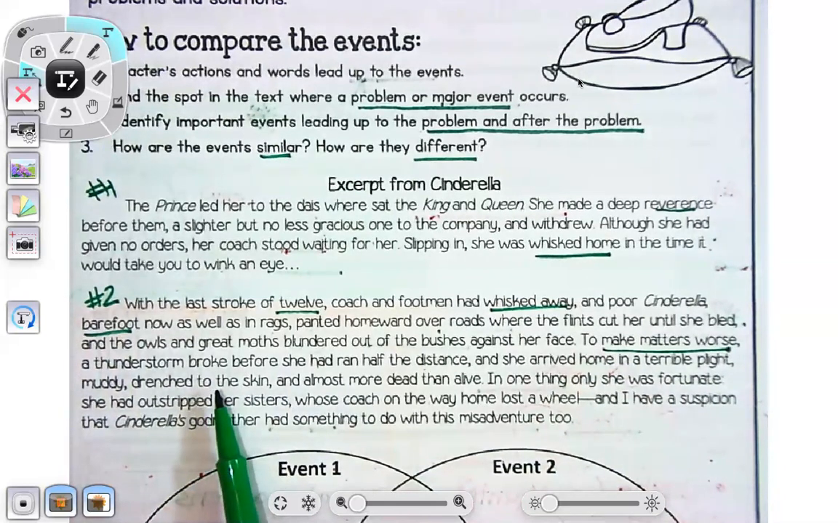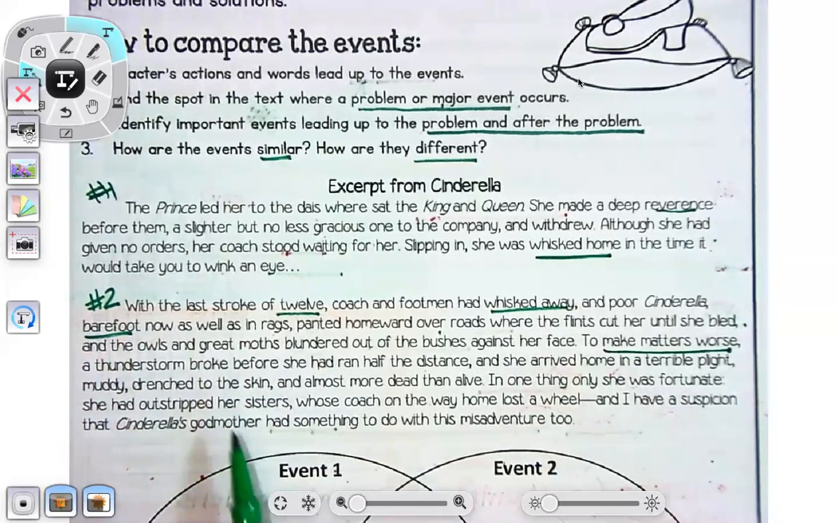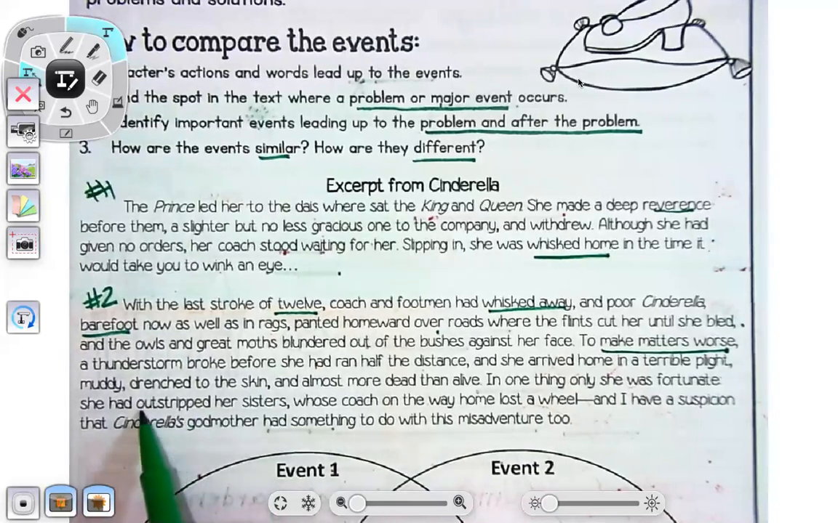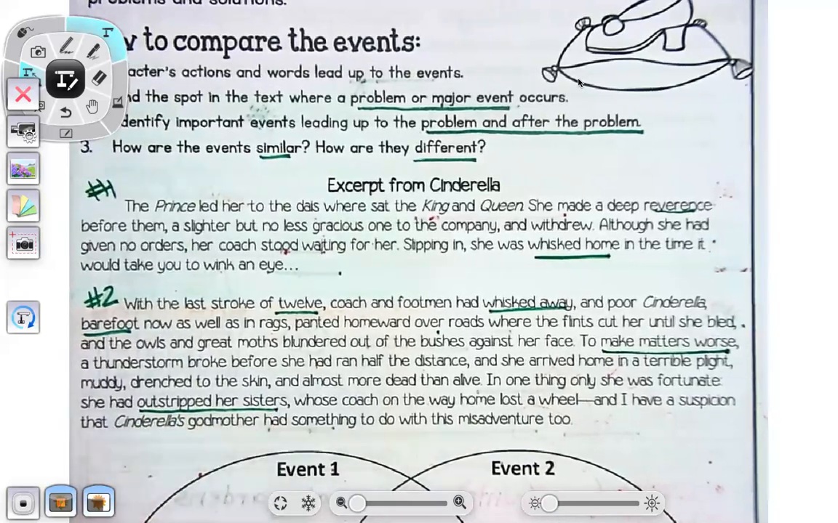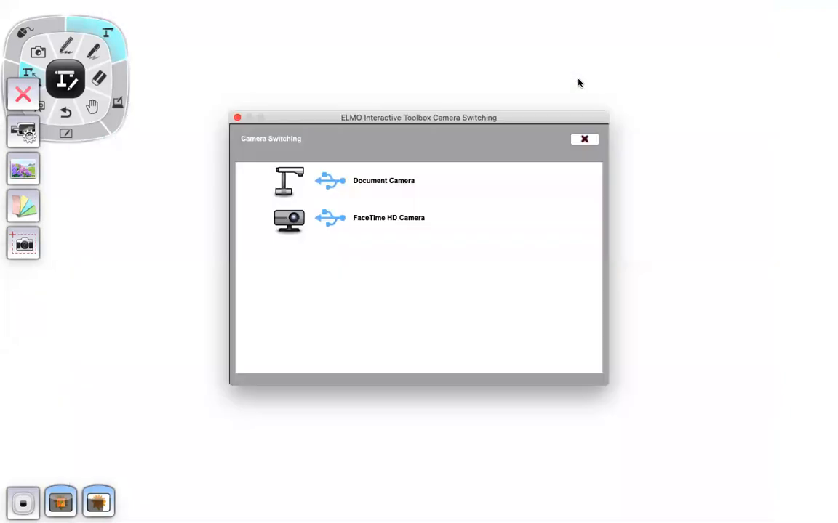But the solution was, can you think about what the solution would be? She made it home before her sisters. Yes, she made it home before her sisters. So we're going to call that the solution. Or here's our problem, and here is the outcome. She made it back before them.